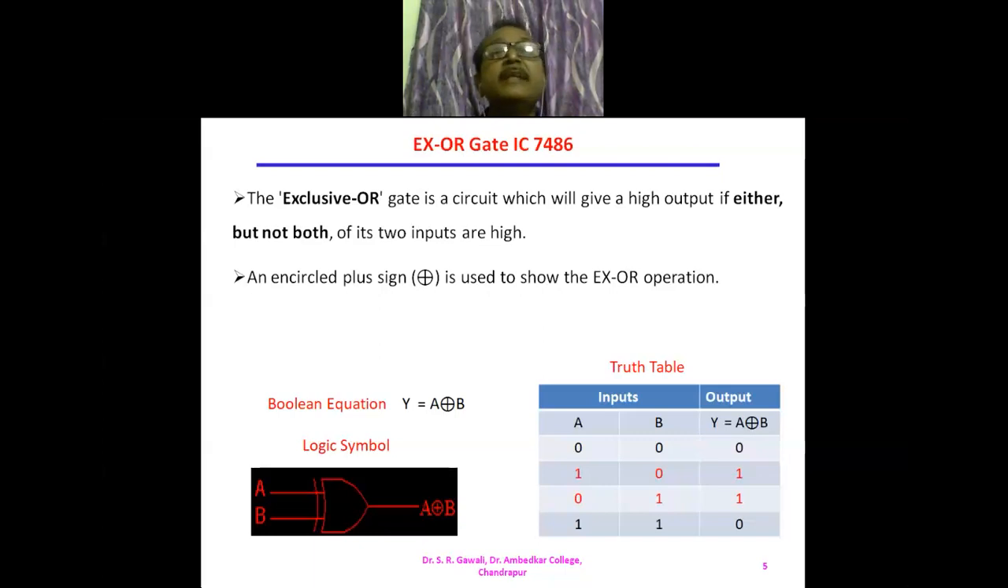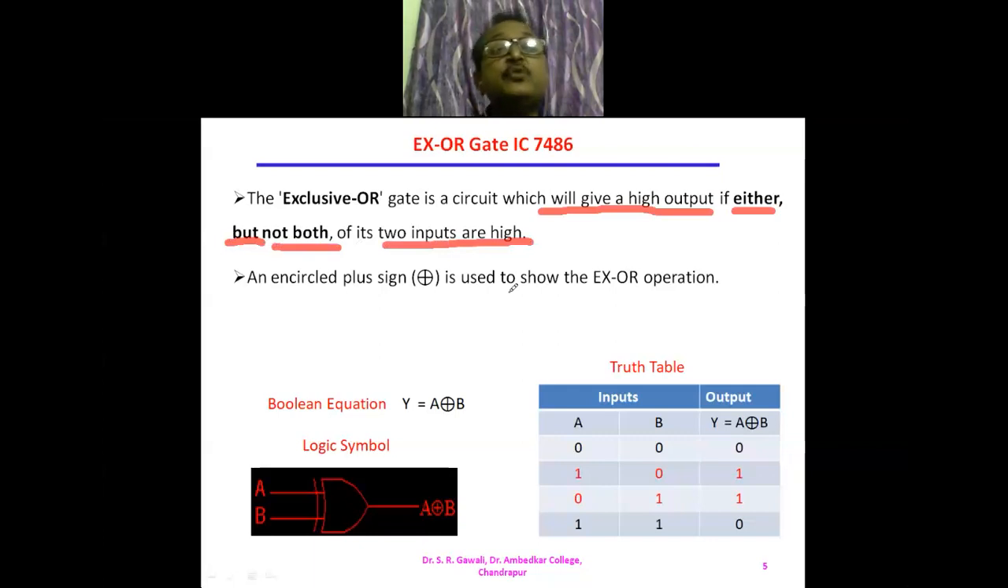Okay. So what is the exclusive OR gate? The exclusive OR gate is a circuit which gives a high output if either, but not both, of its inputs are high. Then the output of the exclusive OR gate is 1.